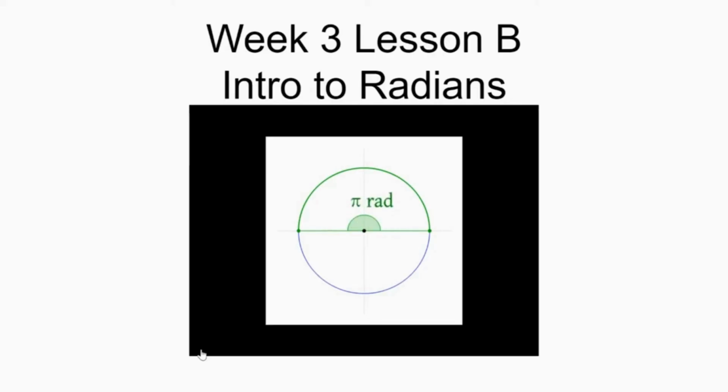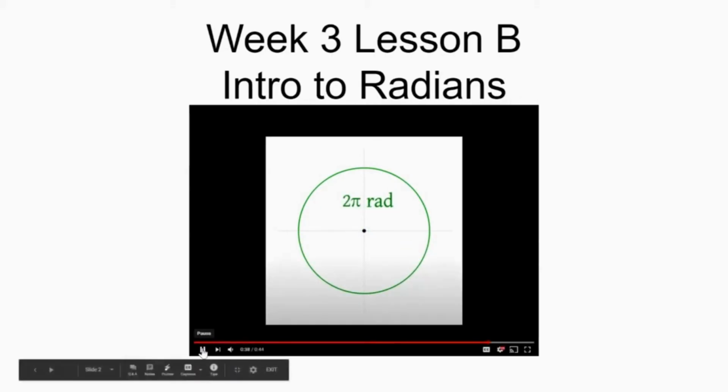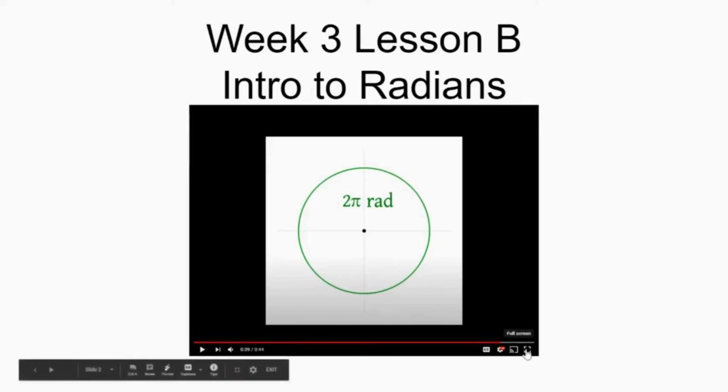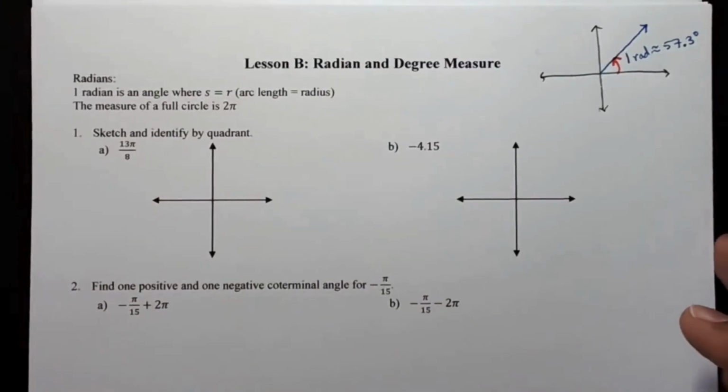So half of our circle is pi. And again, we talked about how the circumference of a unit circle is really just 2 pi. So that's a quick illustration of what radians look like on our unit circle. So let's go to our notes. All right, so let's look at some examples.